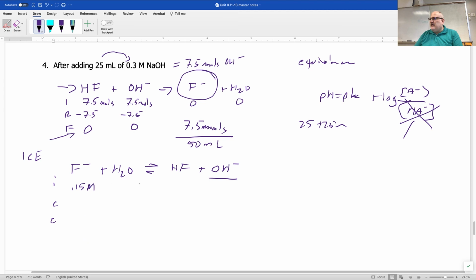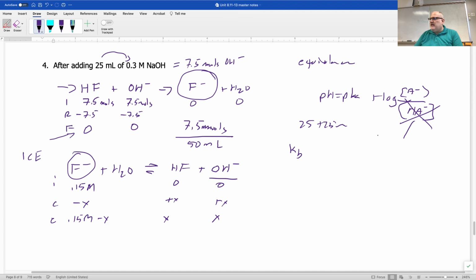Now, we're doing a straight ICE problem, so we're starting with 0 of this and 0 of this. Our change is going to be minus x, and again, plus x, plus x. We've done this before. And we're going to have 0.15 molar minus x, and then we're going to have x over here and x over here. Now, what you need to be aware of is we're going to do a Kb now, because this is the conjugate base of the original.